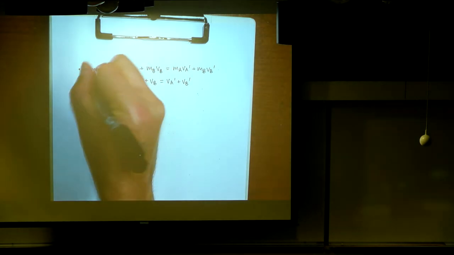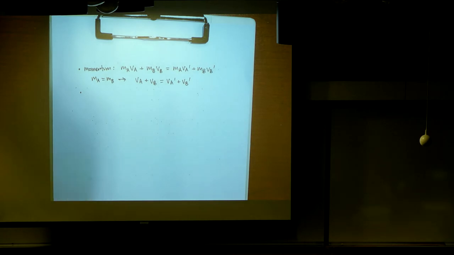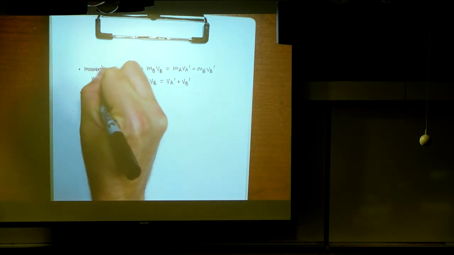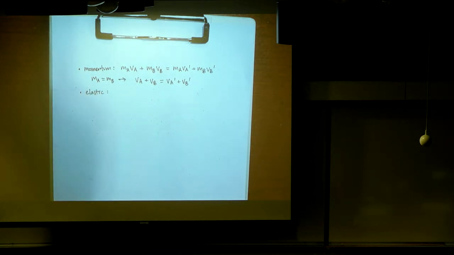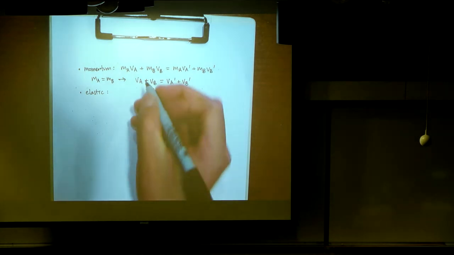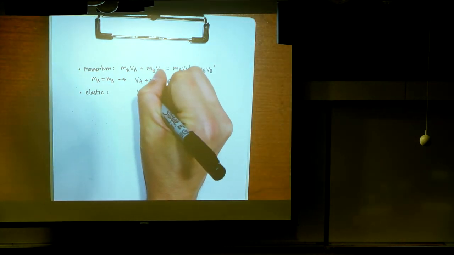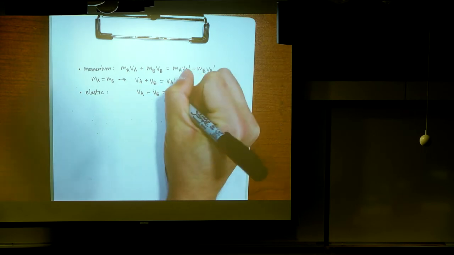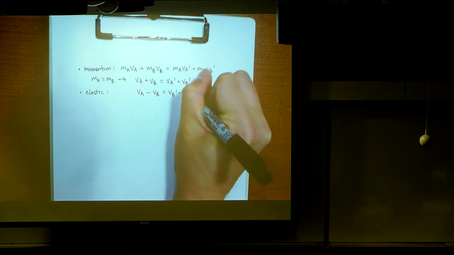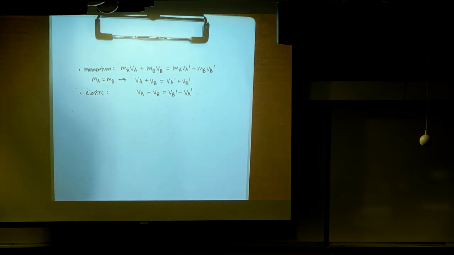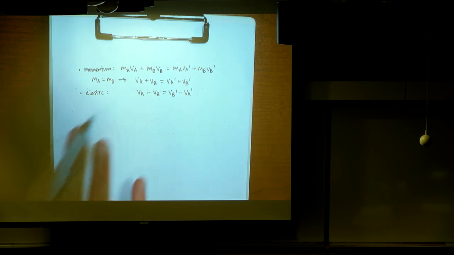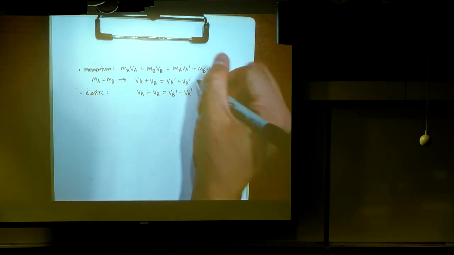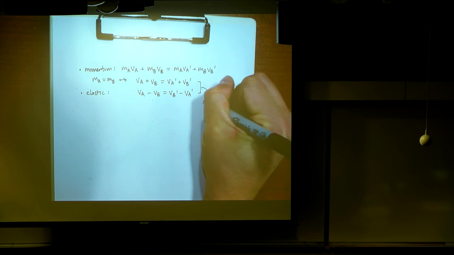But what we also have is the fact that the collision is elastic, all right? And we have the result from the elastic collision that we worked out. I'm going to write it down. It says VA minus VB equals VB prime minus VA prime. These almost look like the same equation, but they're not, so you have to be careful with your notation, right? What I'm going to do is take these two equations and add them together.